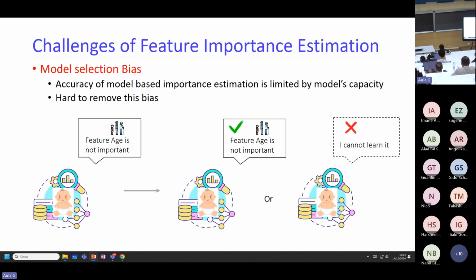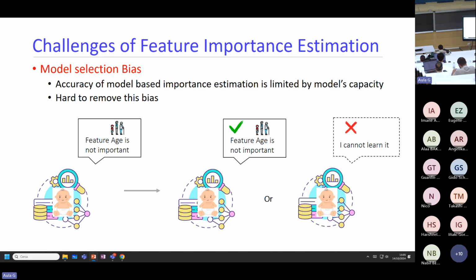Model selection bias is a critical issue when estimating feature importance. The accuracy of importance estimation is often limited by the capacity of the model being used. In other words, if the model itself is not capable of fully capturing the complex relations between features, the feature importance scores derived from it will also be biased or incomplete. This bias is particularly hard to eliminate because it stems from the inherent limitations of the model architecture or algorithm.